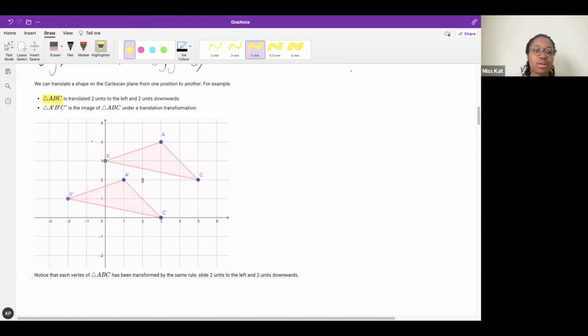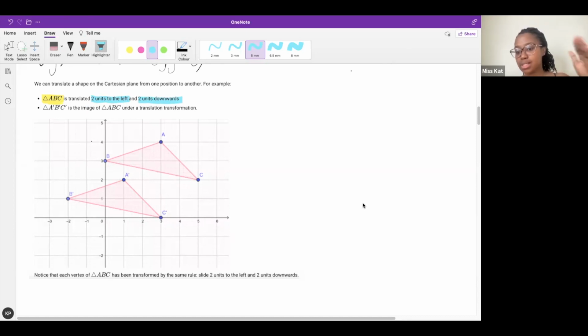Okay, so it's triangle ABC, and they are telling you in the information that we're moving this whole triangle 2 units to the left and 2 units downwards. Then they say to you, now draw the new triangle, which is A prime, B prime, C prime. Can you see that the point A corresponds with A prime, the point B corresponds with B prime?